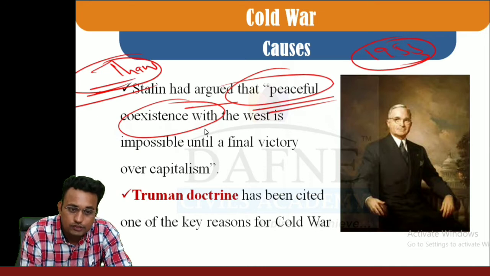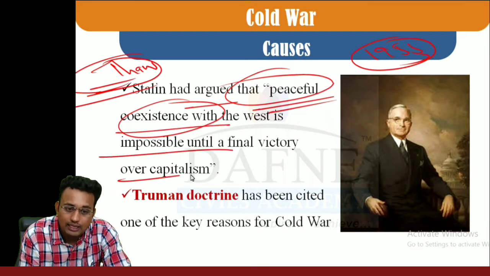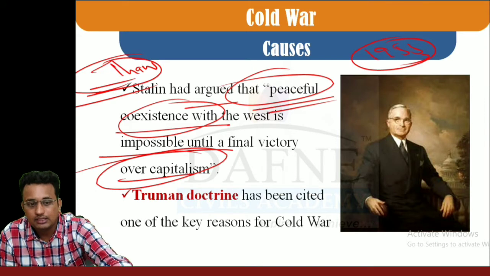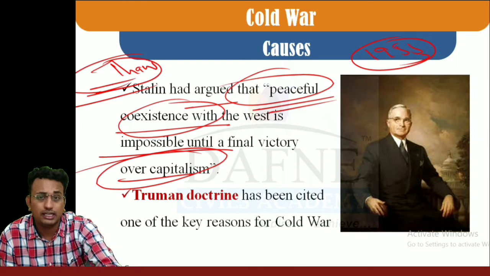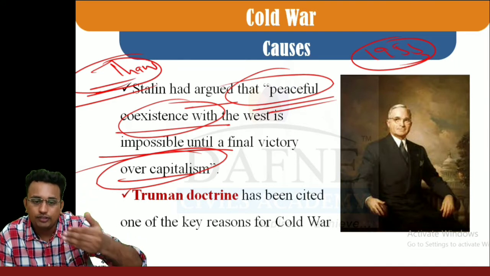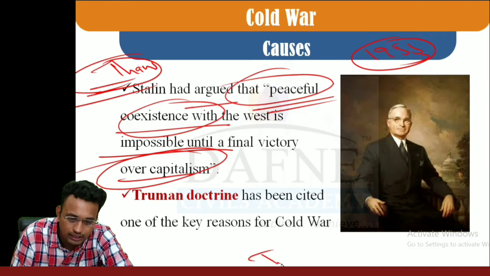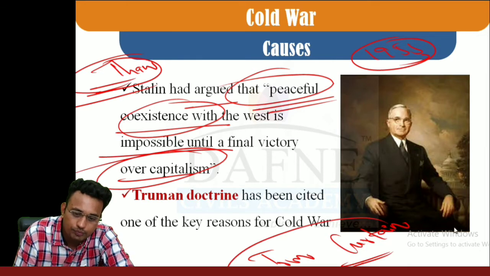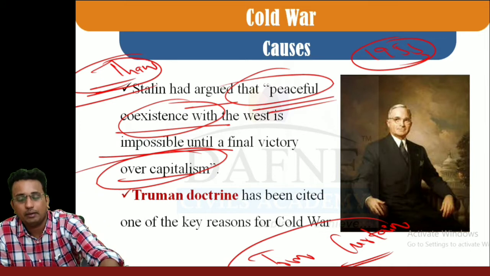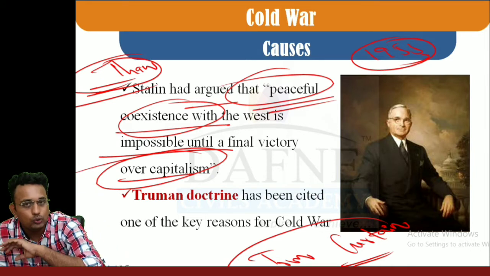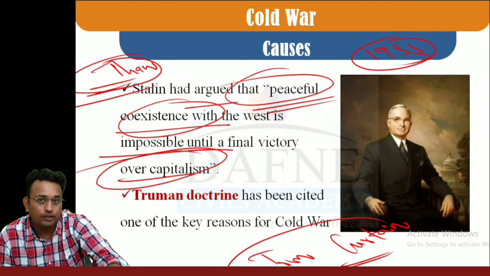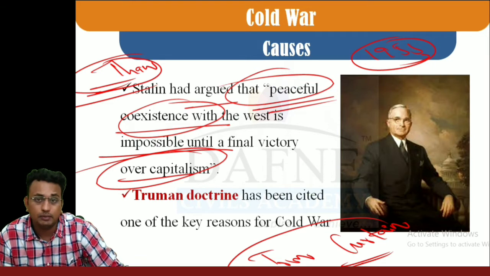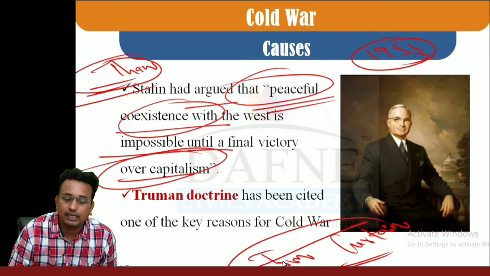Peaceful coexistence with the West is impossible until a final victory over capitalism. This statement provoked the West. Then you have Churchill's famous statement, and the Iron Curtain got established because of the provocative statement made by Stalin that you can have peace only when there is a victory over capitalism. In opposition, you have Churchill's statement, and with that the Iron Curtain started.